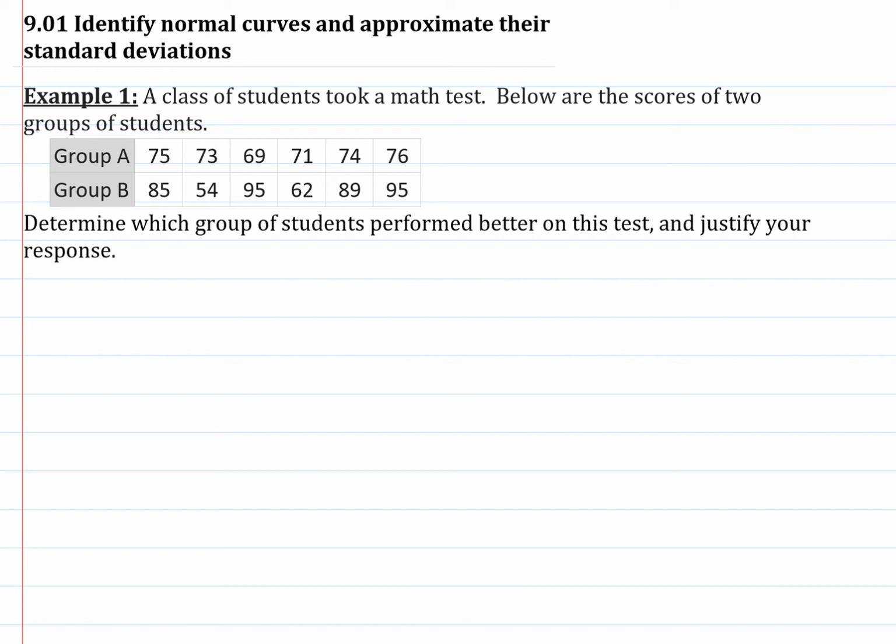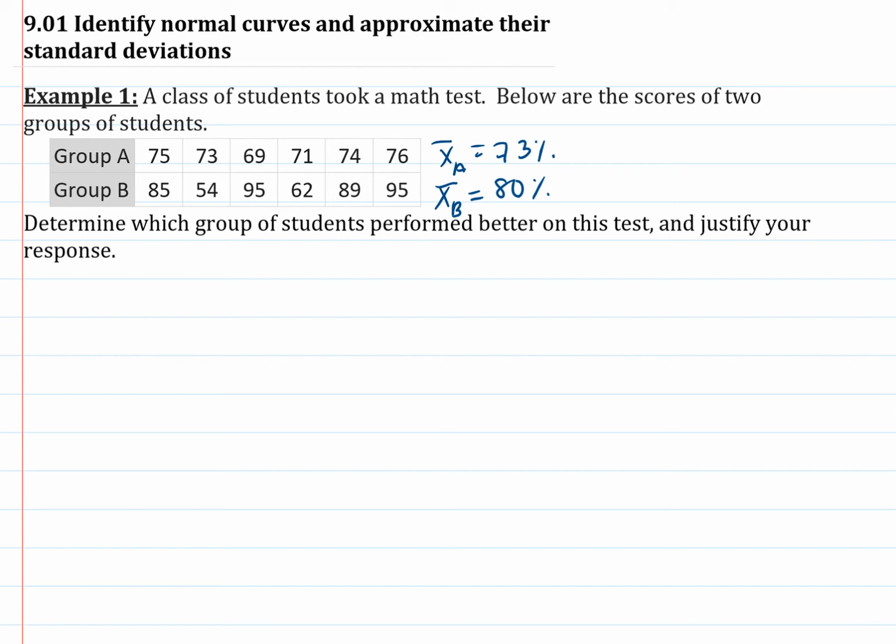Well, some students are going to calculate the average, and they're going to say that the average student in this sample of students from class A earned a 73%, and the average student in this sample of students from class B earned an 80%. So the average is higher in class B, so class B did better.